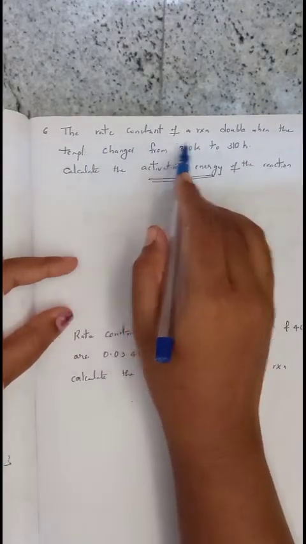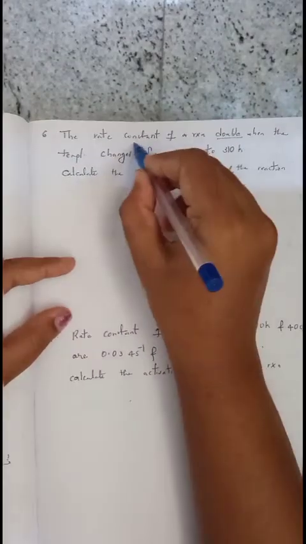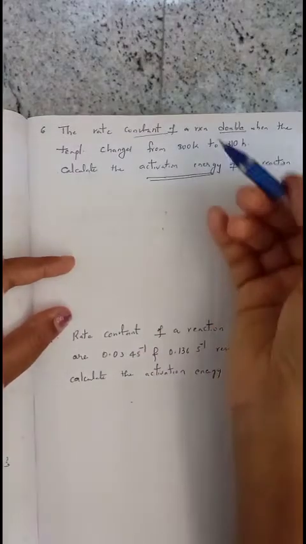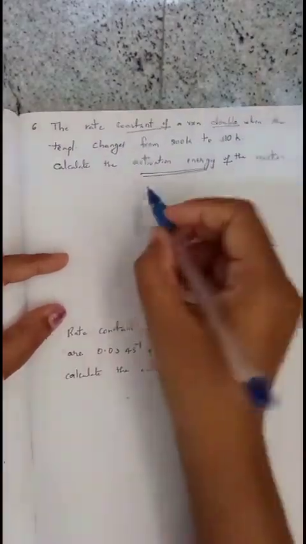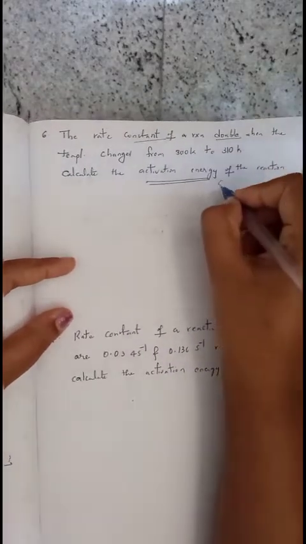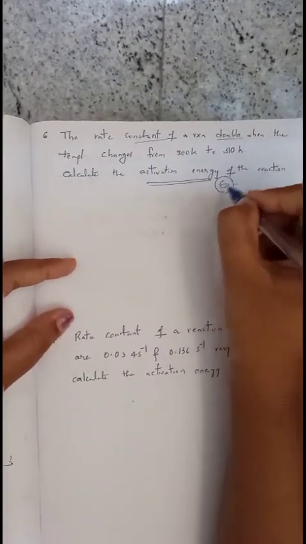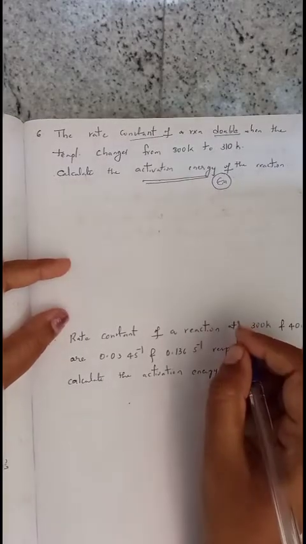The rate constant of a reaction is doubled. The rate constant is getting doubled when the temperature changes from lower to higher, and we need to find out the activation energy. Activation energy is indicated by EA. That is what we want to find out.